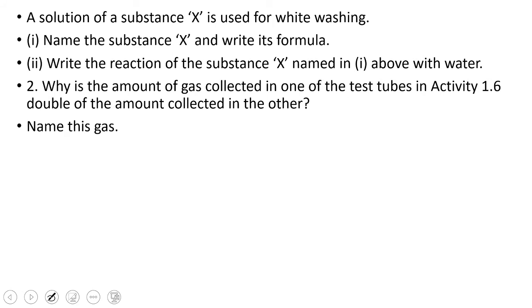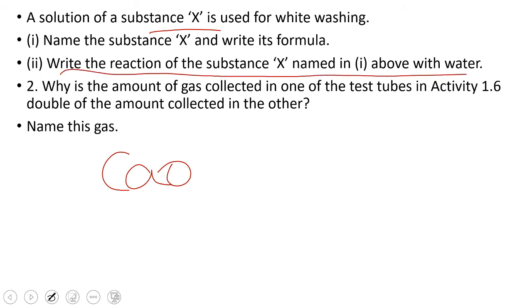Now here are some questions I have taken, so let's discuss them. A solution of a substance X is used for whitewashing. Name the substance X and write its formula. Which solution is used for whitewashing? Calcium oxide, we call it quicklime. So X is calcium oxide, and they are asking to write the reaction of the substance with water.